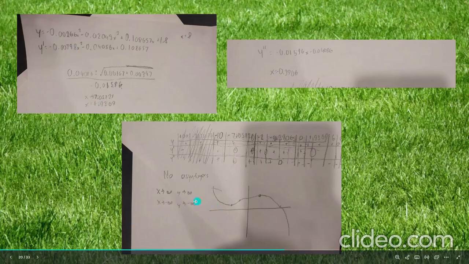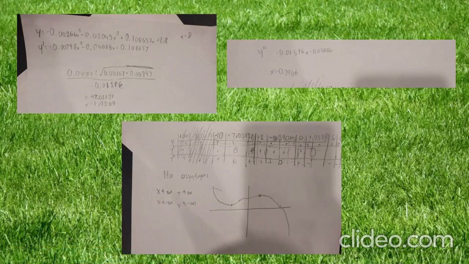And then we can see here, as x approaches infinity from the x direction, y approaches negative. Wait, I think I wrote this wrong actually. Good thing I'm voicing this over, right, guys? As x approaches infinity, y approaches negative infinity. As x approaches negative infinity, y approaches positive infinity, as illustrated in this graph here.